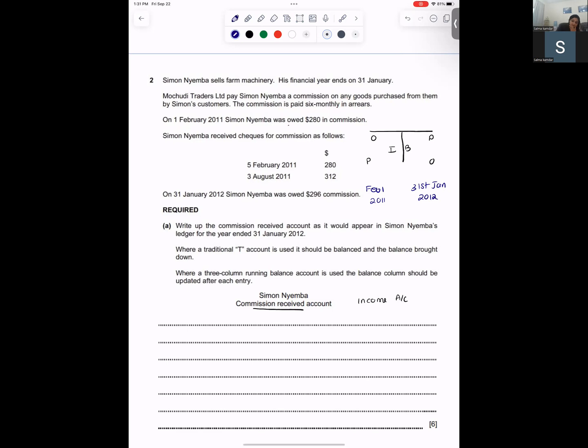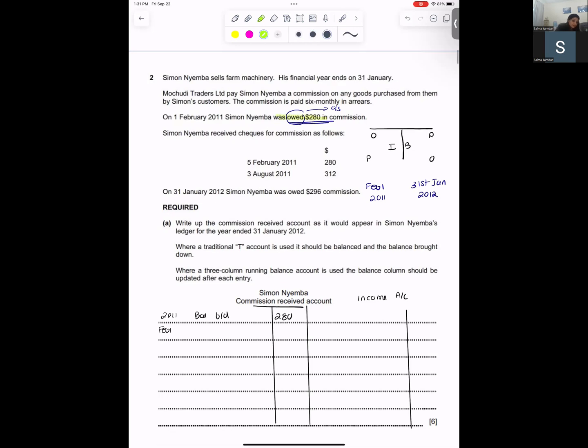There was commission that was owed, which is $280. Owed means outstanding. Where will I record the outstanding? I would record the outstanding on the first date, on the debit side. So my first date is 2011, Feb 1. Balance brought down would be 280. It is commission owed, outstanding. I will record it on the first day, outstanding on the debit side.